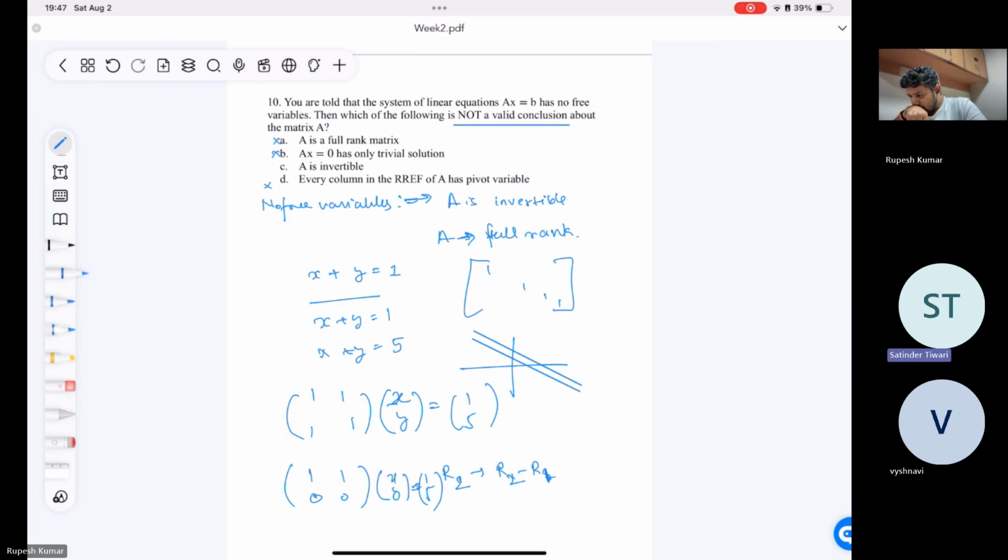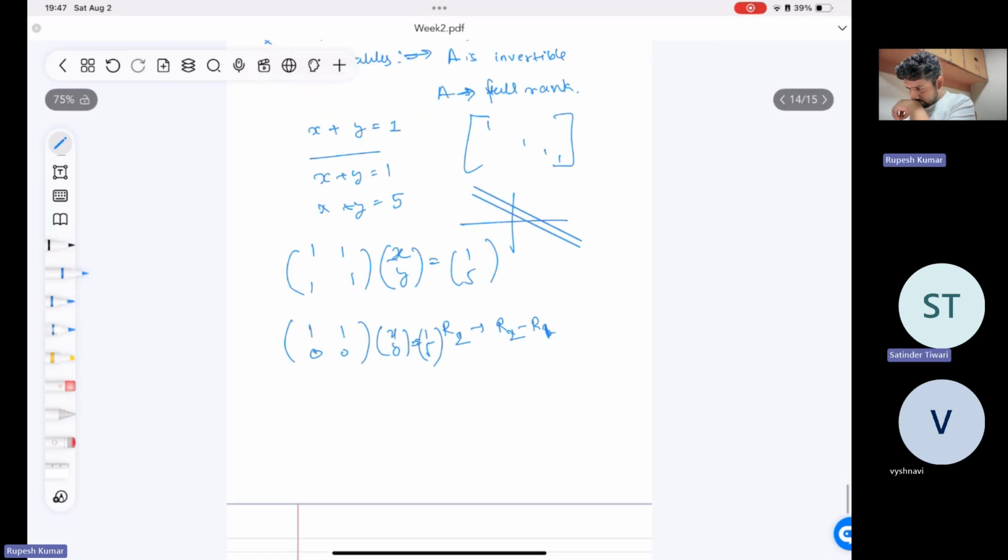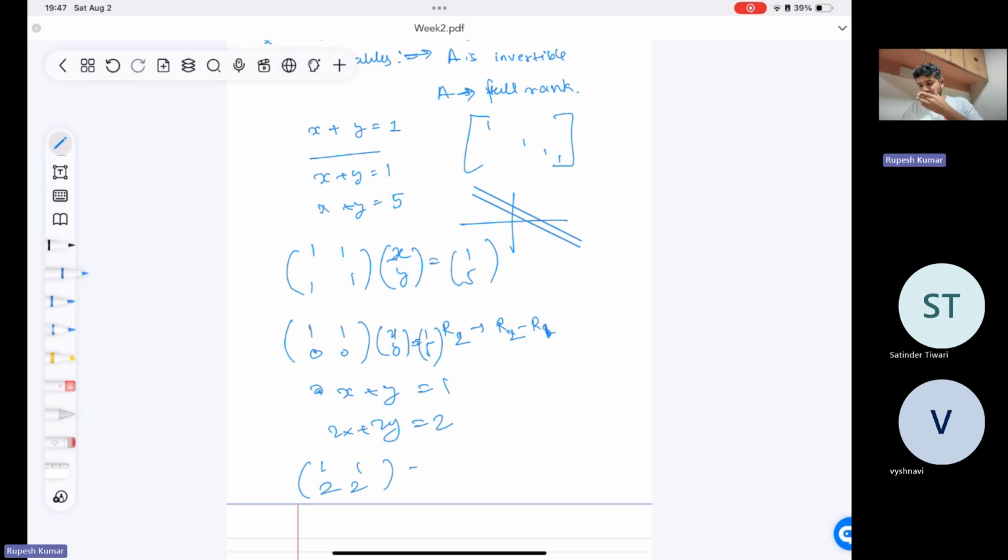In three dimensions, whenever you are trying to set up the plane as a solution, we can think of this. That will be equivalent to saying that x plus y equals 1 and 2x plus 2y equals 2. So that will give you two equations, right? Again, this is not a full rank matrix.